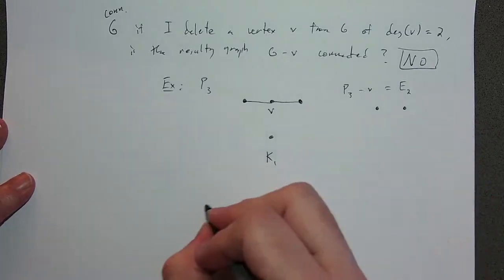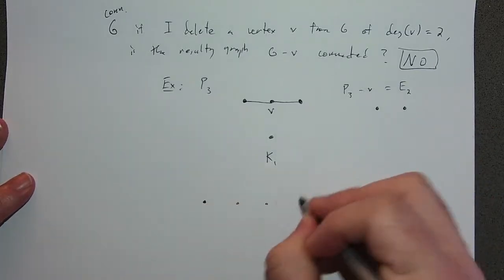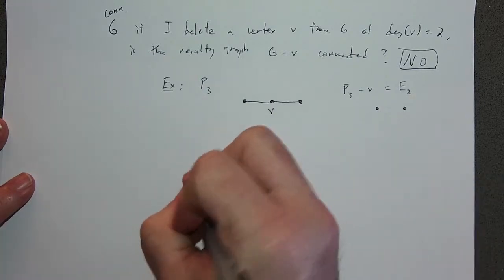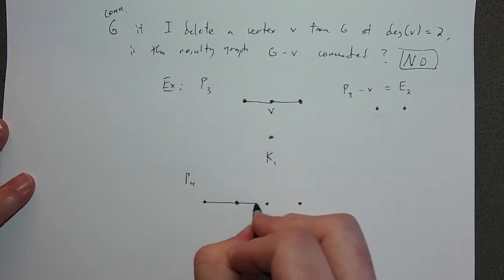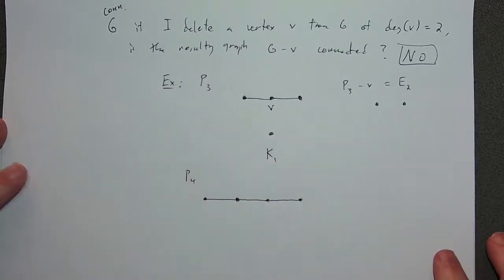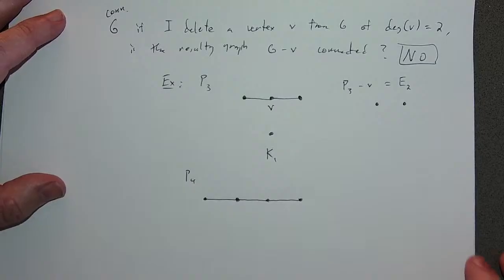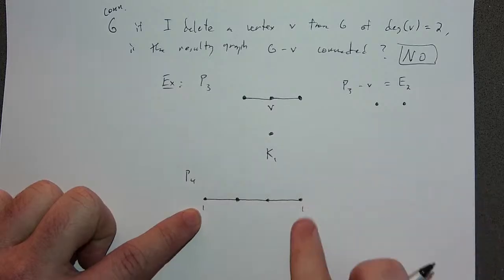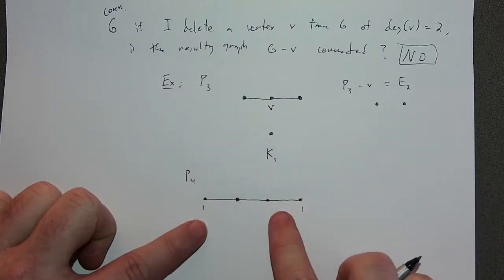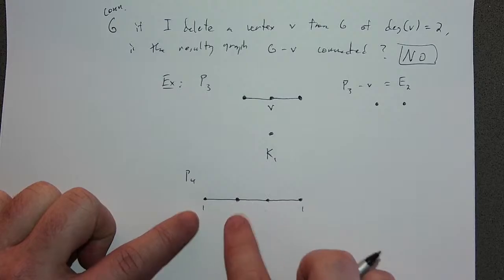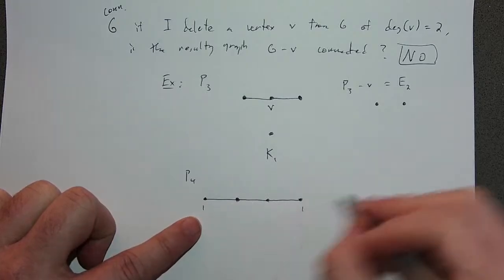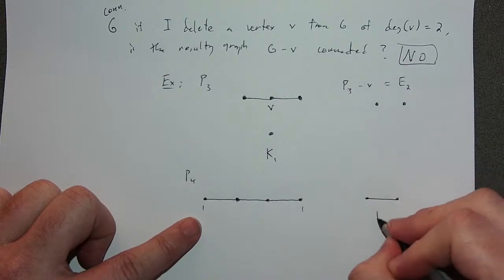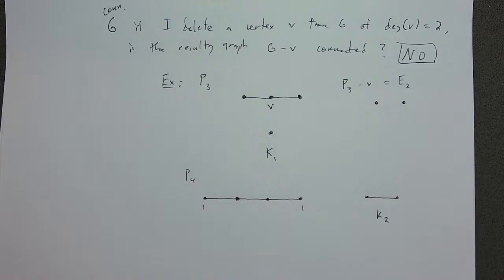What if I did it for a path like on 4 vertices here? Now I have 2 vertices that have degree 1, so here's a degree 1 vertex, here's a degree 1 vertex, right? If I delete these 2 vertices, what am I left with? I'm left with the complete graph on 2 vertices.